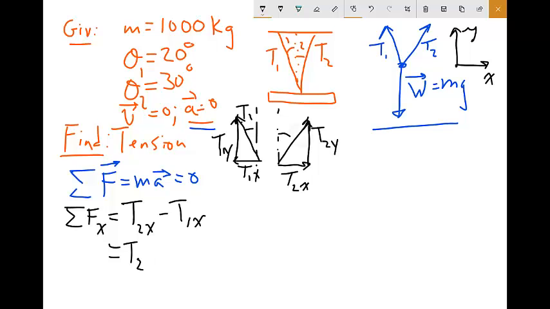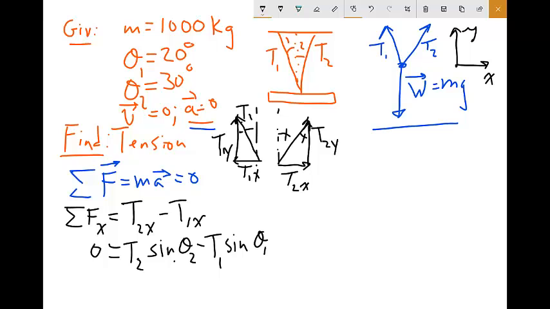And if I do my SOHCAHTOA stuff really well, what T2x is going to be is T2 times, let's see, so this angle and this angle is the same, so it's going to be equal to T2 times sine of theta 2 minus T1 times the sine of theta 1. And this, of course, is still going to be equal to 0.